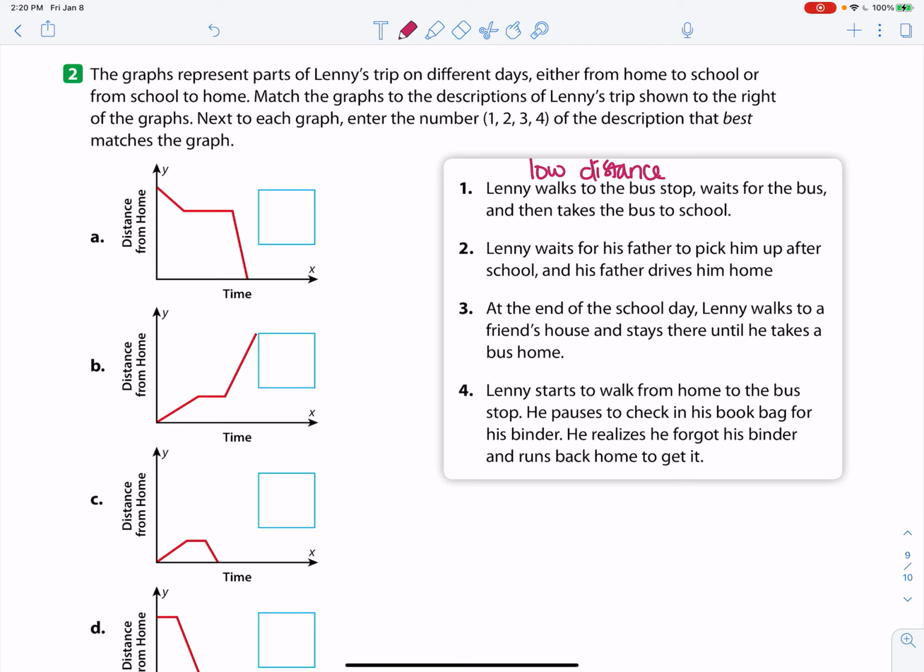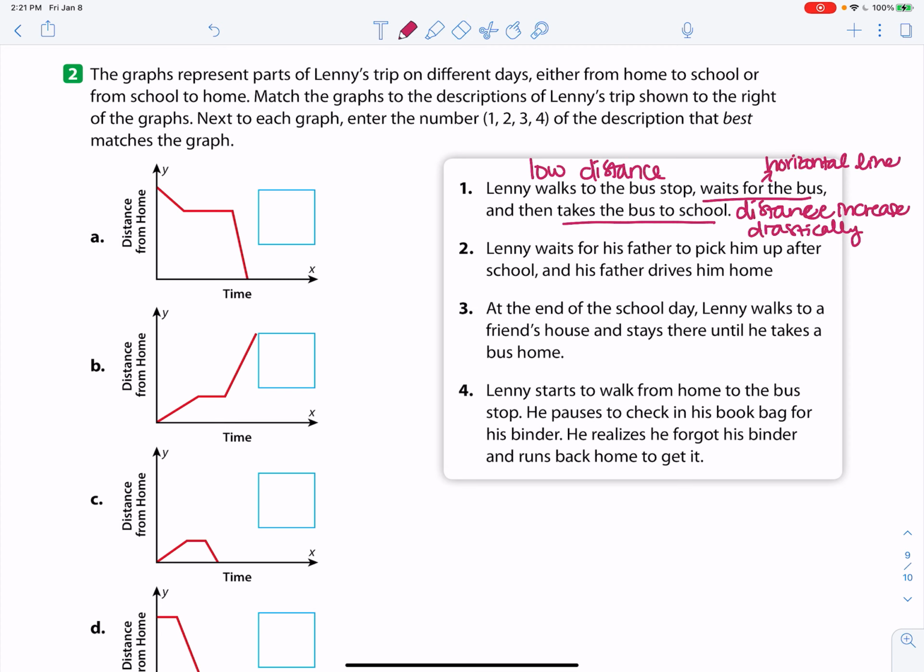All right. Then he's waiting for the bus, and then he takes the bus to school. So when he takes the bus to school, that third part, the distance should be pretty great. Distance should increase kind of drastically, because he's on the bus now, and then when he's waiting, we know we should have a horizontal line there.